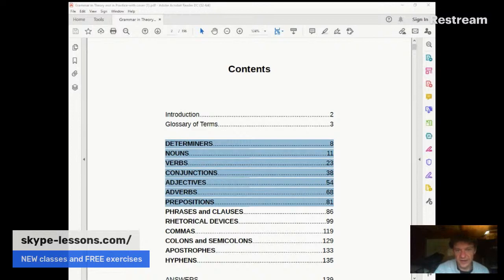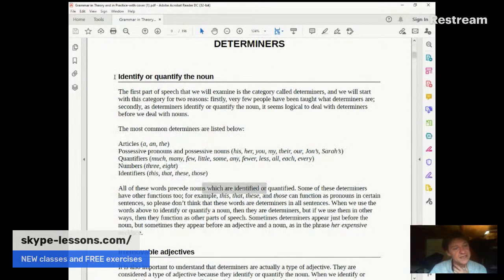Now, all of this is very difficult to understand without actually putting it into practice. So we're going to do an exercise right now. But before we do, I did promise that I'd show you a list of determiners. What are determiners? Well, they identify or quantify the noun, which means they are a type of adjective. And I think that's very important. Yeah, they identify or quantify a noun, which means they are a subset, if you like, of adjectives.